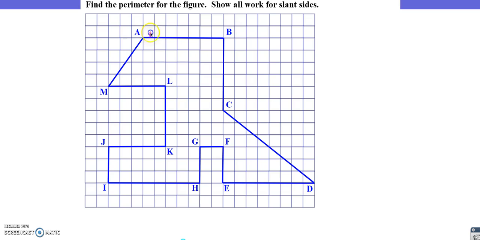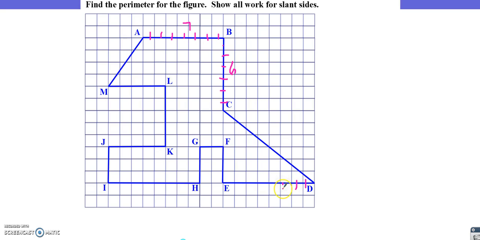So I'm going to start here at the top. 1, 2, 3, 4, 5, 6. So we have 7, and we're just going to label it there on our picture. And then I'm going to go to segment BC. 1, 2, 3, 4, 5, 6. Again, label it right there next to my picture. Now CD, we cannot count how long that is. We have to save that.